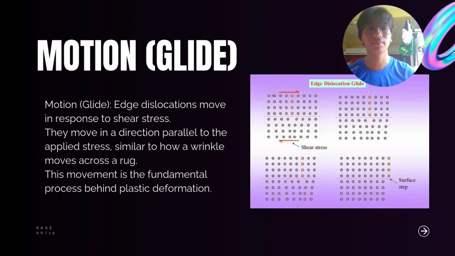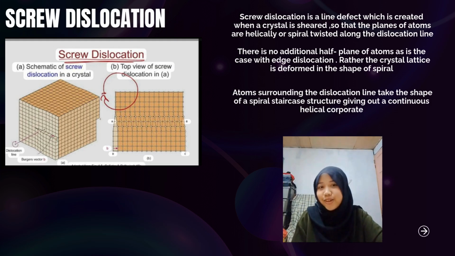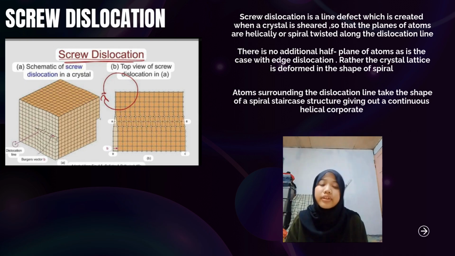Thank you. Hi everyone, I'm Atika. I will explain about screw dislocation. Screw dislocation is a line defect which is created when a crystal is sheared so that the planes of atoms are helically or spirally twisted along the dislocation line. There is no additional half plane of atoms as is the case with edge dislocation. Rather, the crystal lattice is deformed in the shape of a spiral.